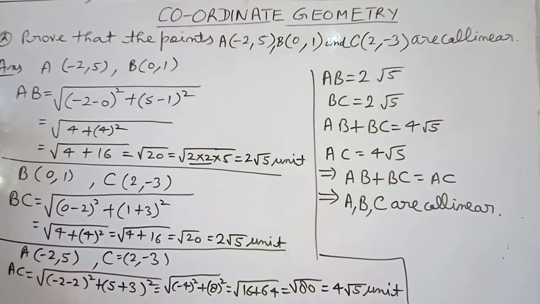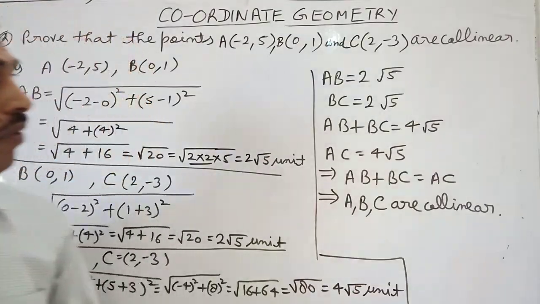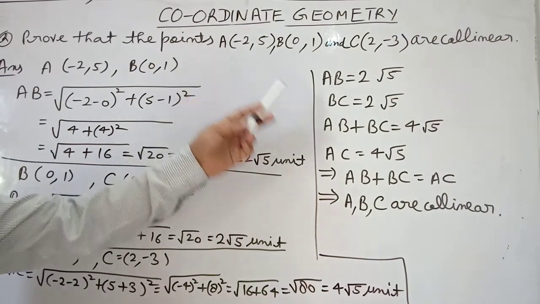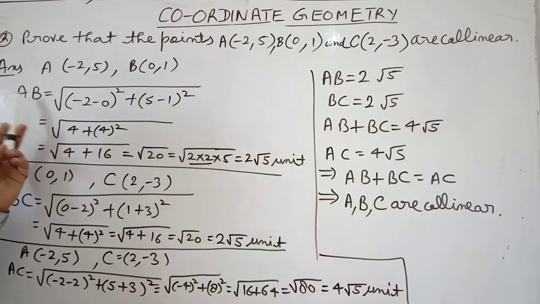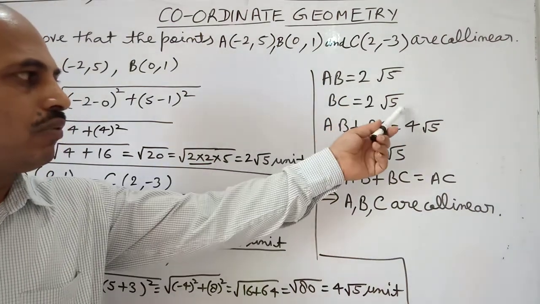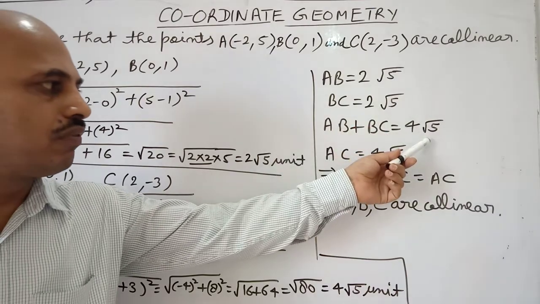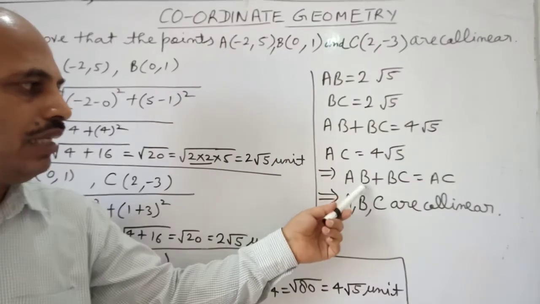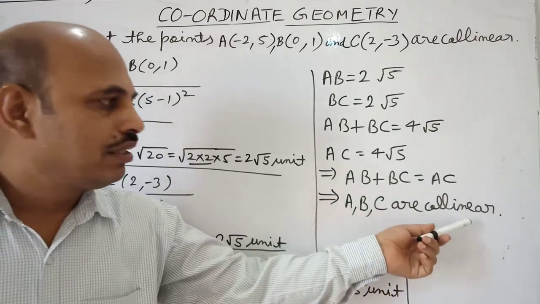Again, understand, we have to show that points A, B and C are collinear. Points A, B, C will be collinear if AB plus BC equals AC. So we find AB, then BC, and then AC. Here AB is 2 root 5, BC is 2 root 5. AB plus BC equals 2 root 5 plus 2 root 5, which is 4 root 5. AC is 4 root 5. AB plus BC equals AC. So A, B, C are collinear.